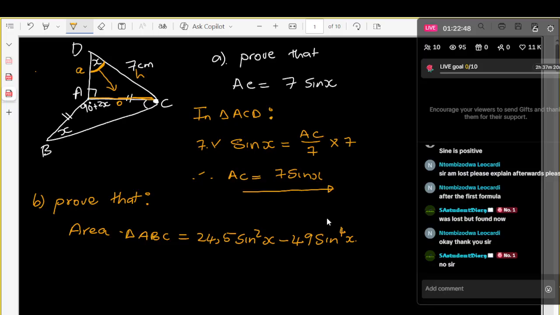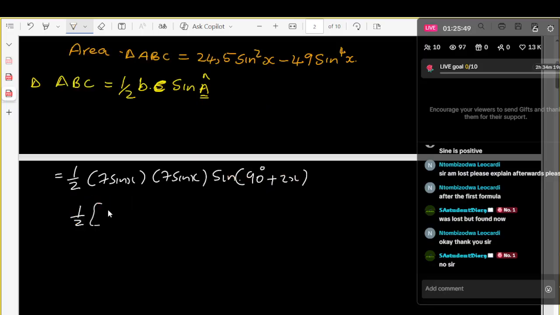When you have it like this, you just have to work this thing out. This will be half. 7 times 7 will give us 49. 7 times 7 is 49. Yes, that's 49. I'm going to have 49 sine squared x, because I'm multiplying the brackets.